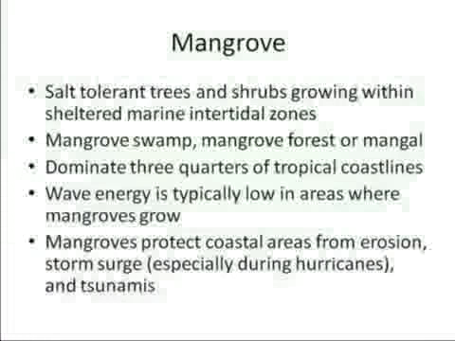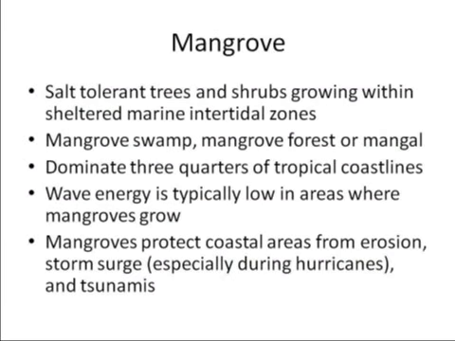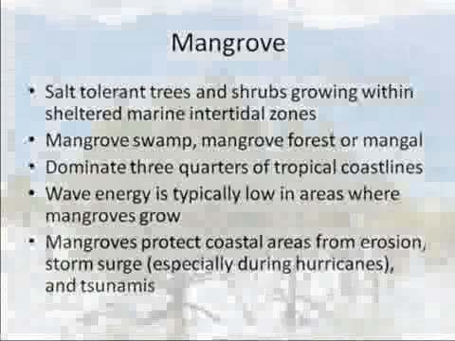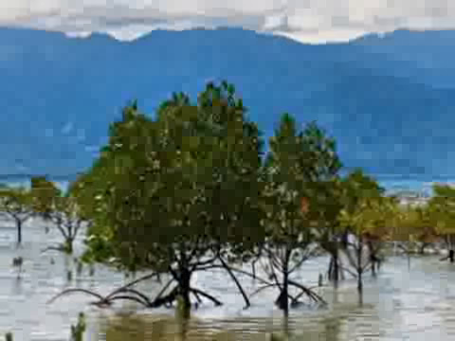Mangroves are various types of trees up to medium height and shrubs that grow in saline coastal sediment habitats in the tropics and subtropics. They are sometimes called mangrove swamp, mangrove forest, or simply mangrove. They dominate about 3/4 of tropical coastlines and thrive in areas where wave energy is typically low. Mangroves protect coastal areas from erosion, storm surges, and tsunamis. Here's a typical mangrove patch during a high tide.